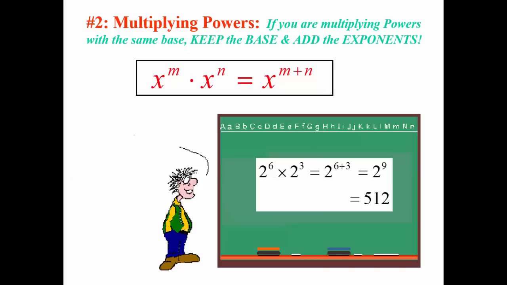So, for example here, we have our silly guy again. If we have 2 raised to the 6th power times 2 raised to the 3rd power, the bases are the same. Therefore, we can go ahead and add the exponent. So we'll get 2 raised to the 6 plus 3. Continuing on, 6 plus 3 is 9. So we have 2 raised to the 9th power. Therefore, we have just simplified our multiplying powers, but we have not evaluated the expression. So we want to go ahead and work out 2 raised to the 9th power. To do that, we're going to do 2 times 2, 9 times, and it comes out to be 512.